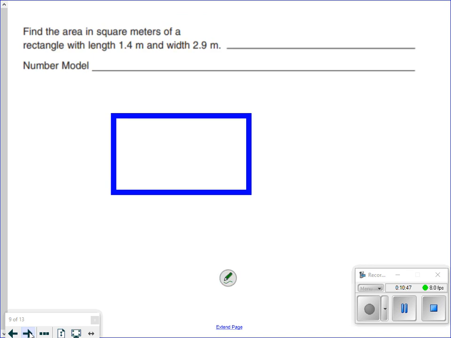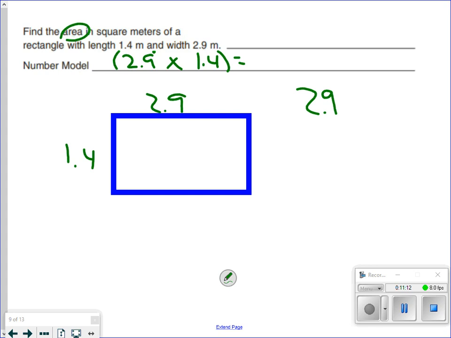Find the area in square meters of a rectangle. The length is 1.4, the width is 2.9. So I have a 1.4 here. I have a 2.9 here. My number model, if I'm finding the area, I just simply have to multiply length times width, right? So I'm going to go 2.9 times 1.4. What does that equal? Well, let's look over here. Essentially, I'm going 29 times 14.